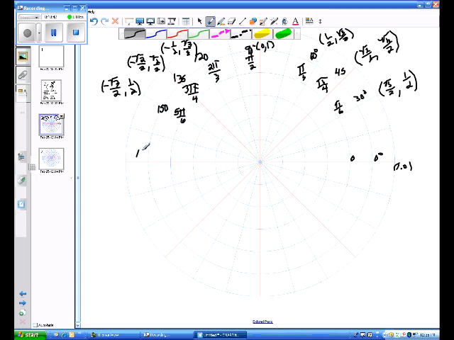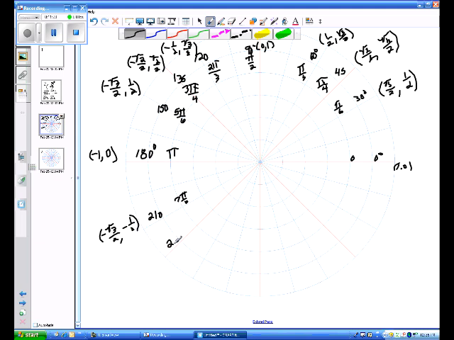And then we have 180, which is pi, and we know that that's negative 1, 0. Now as we move into the third quadrant, we would have 210 degrees. This is where 30 is our reference angle, which is 7 pi over 6. So our reference angle is 30, but now it's going to be negative, so this would be negative square root of 3 over 2 and negative 1/2.